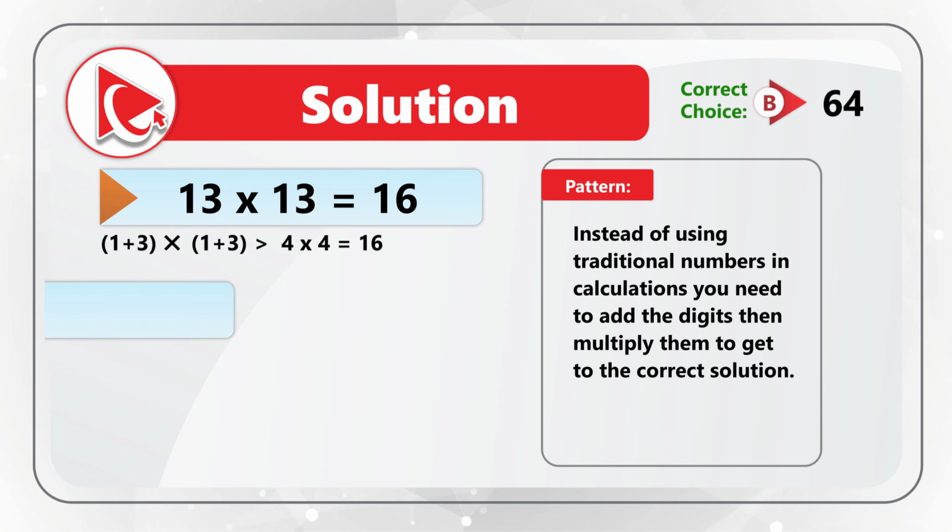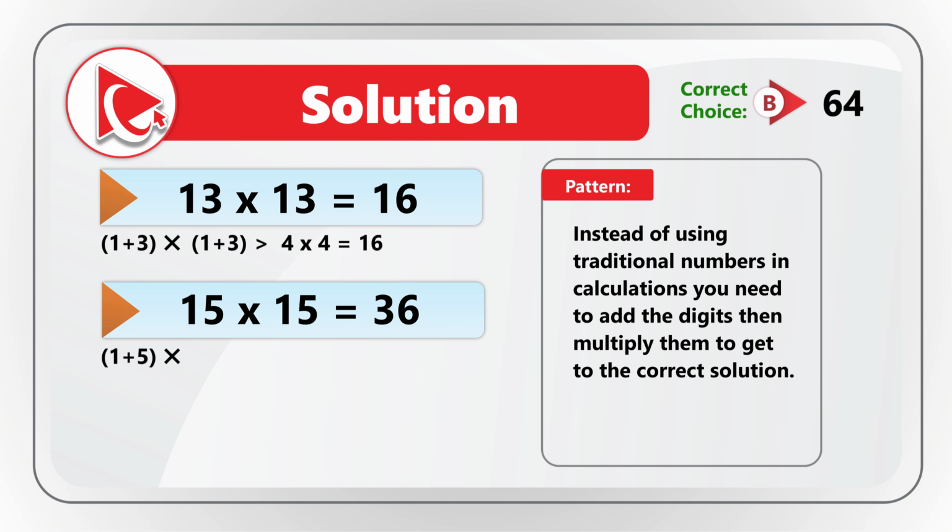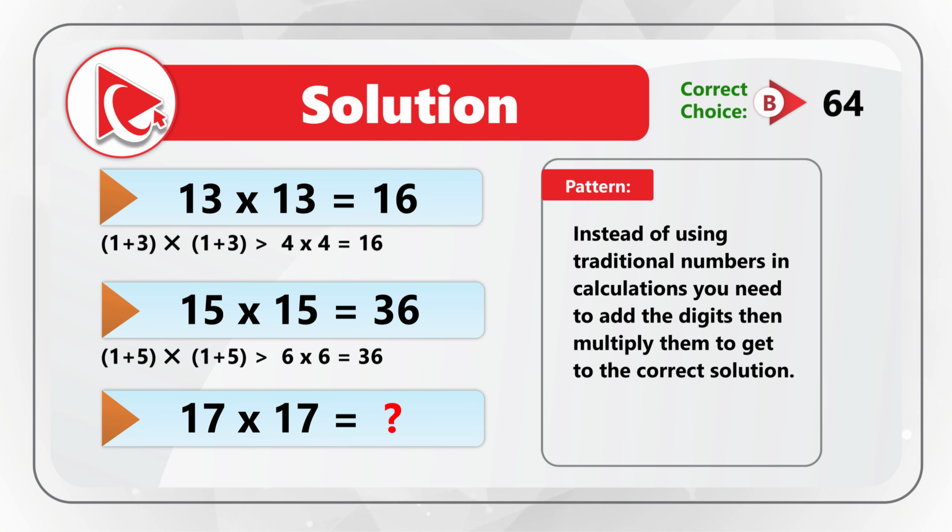For the second expression, you need to add in parentheses 1 plus 5, multiplied by another expression in parentheses 1 plus 5, which would equal 6 multiplied by 6, which would equal 36. To calculate the final expression, you need to add 1 plus 7, which would equal 8, multiplied by another expression 1 plus 7, which would equal 8 multiplied by 8, and it would equal choice B, 64.